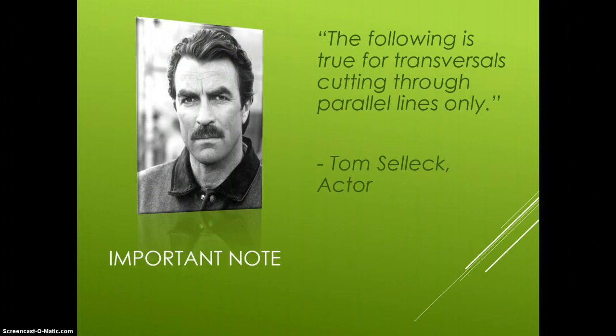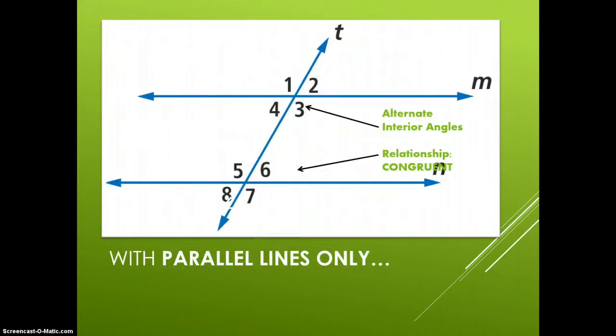Now, the following is true for transversals cutting through parallel lines only. That's a direct quote from Tom Selleck, actor, most notably of the TV show Magnum P.I. It was a groundbreaking show. So, true only for transversals cutting through parallel lines only. There are special relationships that come when we've got a transversal that cuts through parallel lines, such as alternate interior angles. They are congruent.